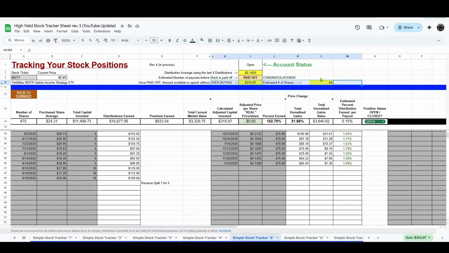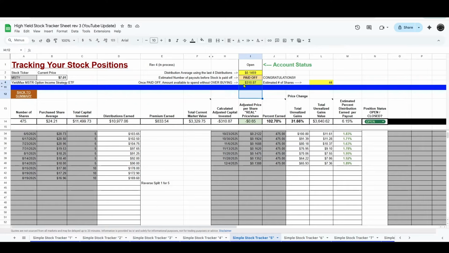Now that 44 shares is off of the current price, so as that price does move, you will need to make sure that you're adjusting how many shares you would purchase if you do want to keep a certain status. In my case, paid off. So this one here, we're keeping with the paid off status. I'm just gathering up those distributions, waiting for the reverse split, and then I'm going to see how it's going to react. I'll probably give it about a month or so just to see how it's going to react to everything.